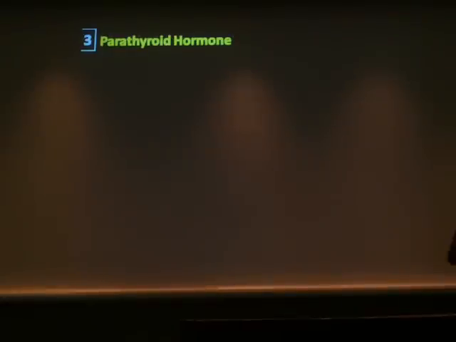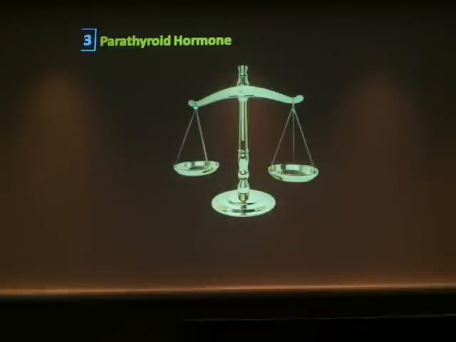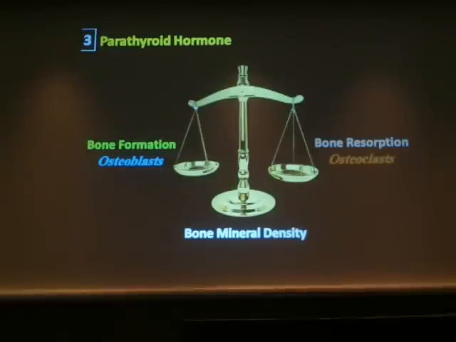The third key word in our lecture is the parathyroid hormone, or the parathormone. Just a few facts about parathormone and how it functions, because that's going to help us understand how we use it in practice. The first thing, if we are talking about the bone mineralization, we said that it's under the balance of the two functions: bone formation, which is a function of osteoblast, and the bone resorption, which is a function of osteoclast. Now, what you know is that parathyroid hormone is important in bone resorption. It activates osteoclasts.